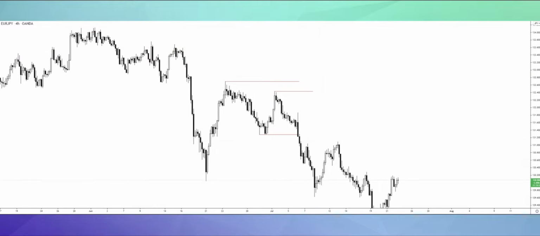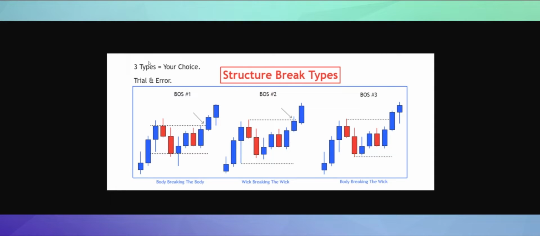If we jump onto here where it says break of structure types, we can see there are three different types of breaking structure. It's completely your choice and it's trial and error. Break of structure number one is body breaking the body.